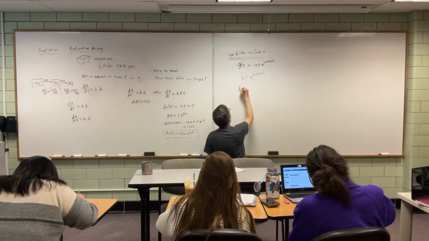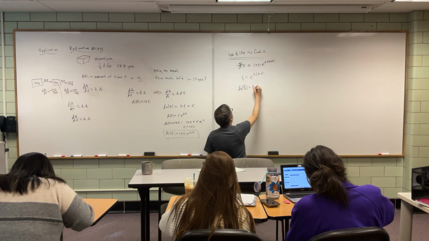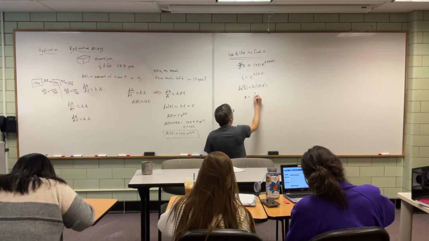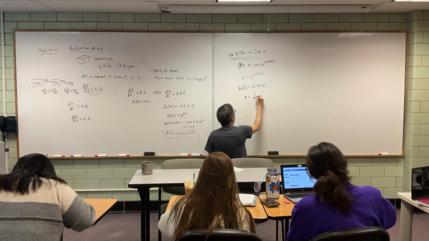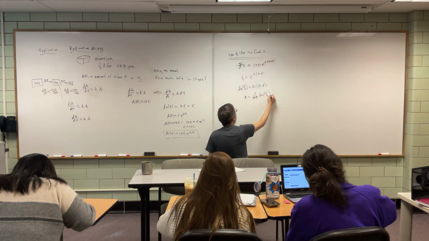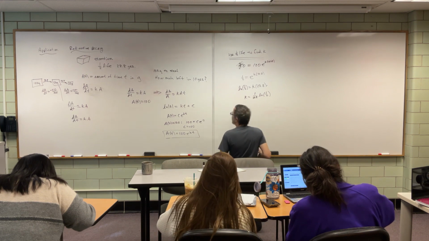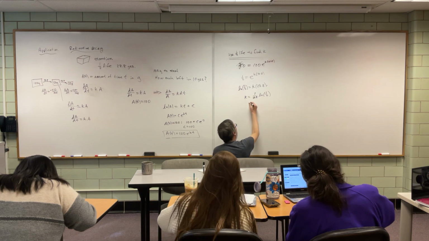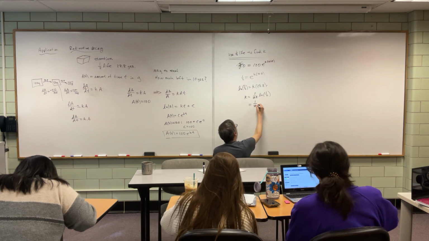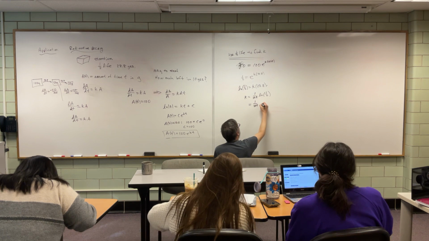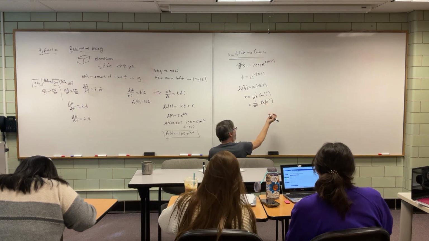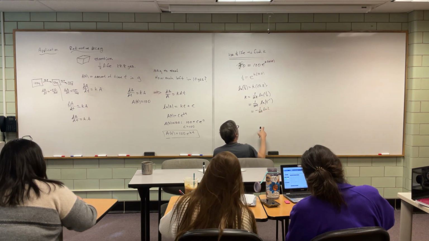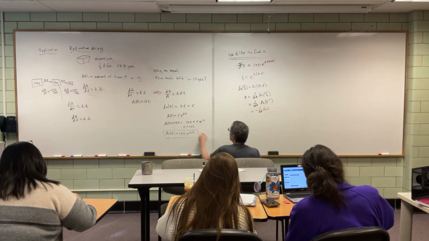Take the log of both sides. k is 1/28.8 times natural log of 1/2. Notice that this is a negative number here. It's just hidden. So let's unhide it. So this is 1/28.8 natural log of 2 to the -1. And that's -1/28.8 natural log of 2. So that's my k. And I'm going to put that in here.